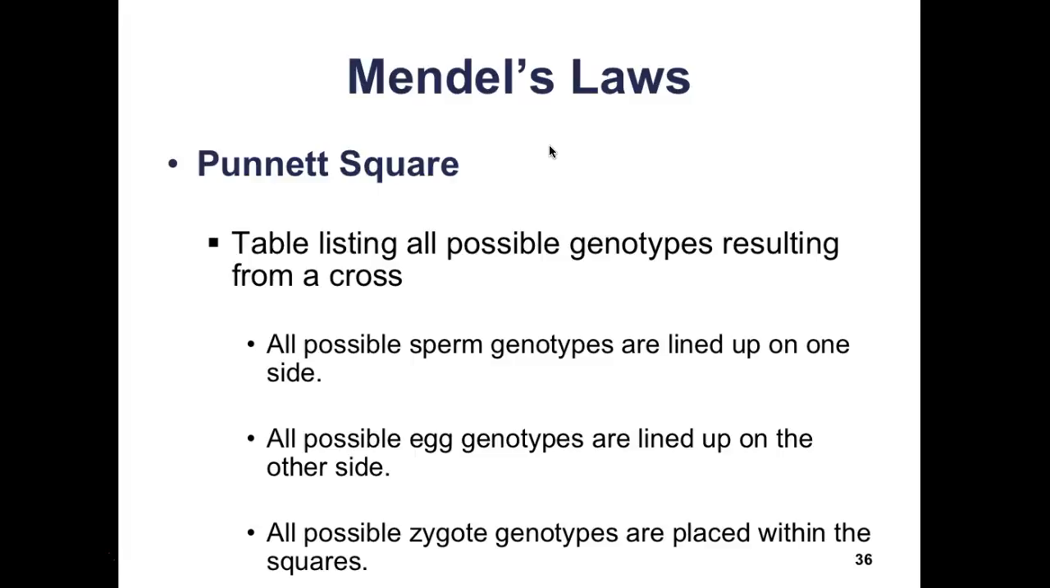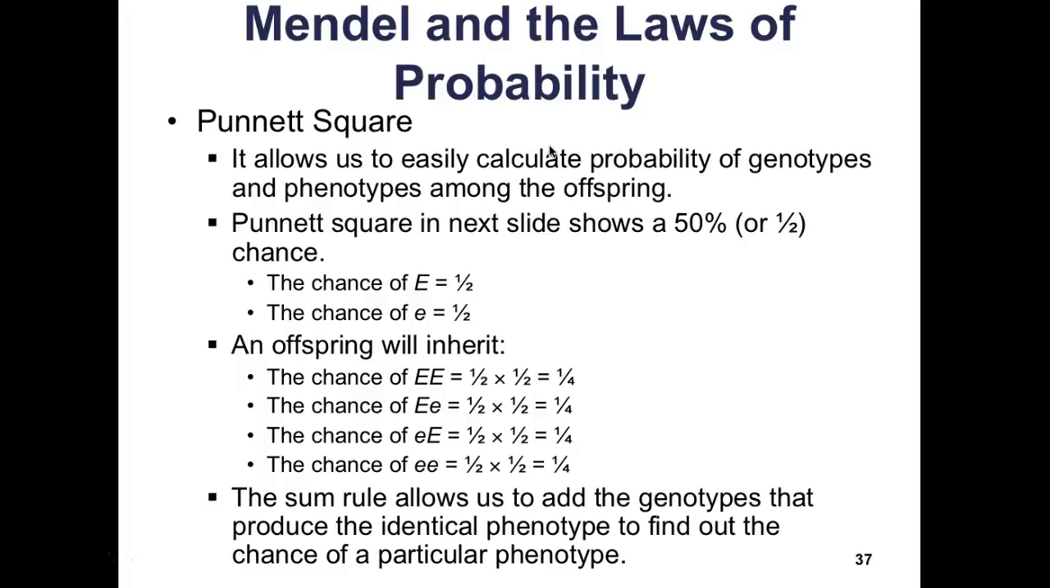A Punnett square is a table listing all possible genotypes resulting from a cross. All possible sperm genotypes are lined up on one side, all possible egg genotypes are lined up on the other side, and all possible zygote genotypes, since zygotes are formed upon fertilization, are placed within the squares. From that, we use an area of statistics called probability. Punnett squares use both the multiplication rule and the addition rule for predicting the results of a genetic cross. So Punnett squares allow us to easily calculate the probability of genotypes and phenotypes among offspring.